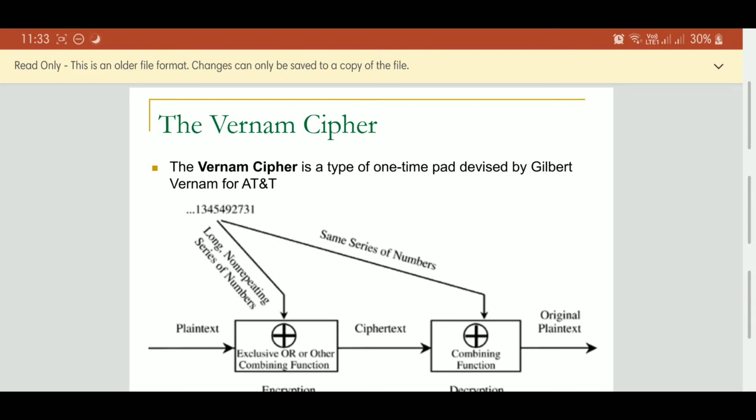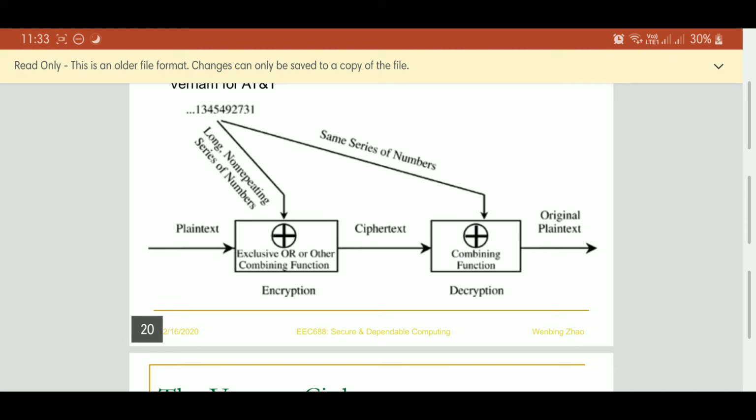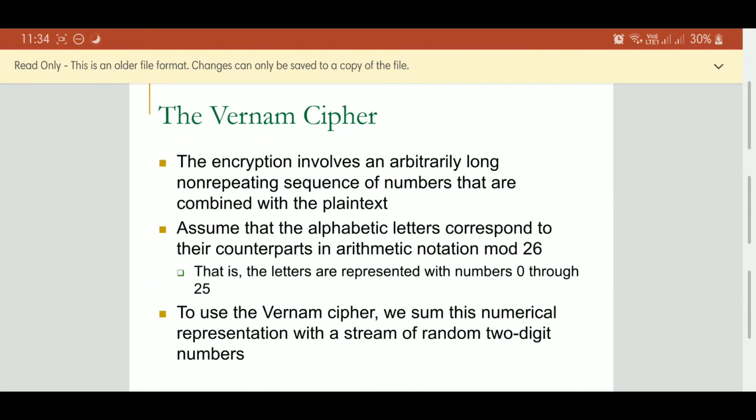The Vernam Cipher. The Vernam Cipher is a type of one-time pad devised by Gilbert Vernam for AT&T. So this is the process diagram for encryption and decryption in the Vernam Cipher. The encryption involves an arbitrarily long non-repeating sequence of numbers that are combined with the plain text.